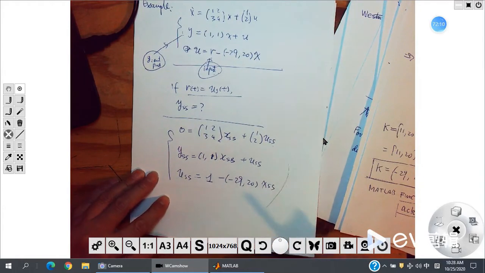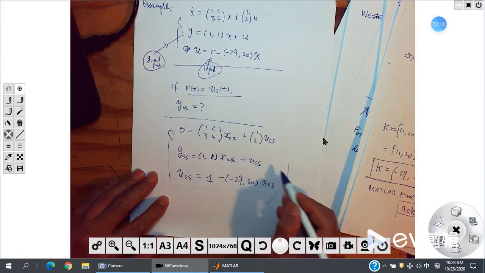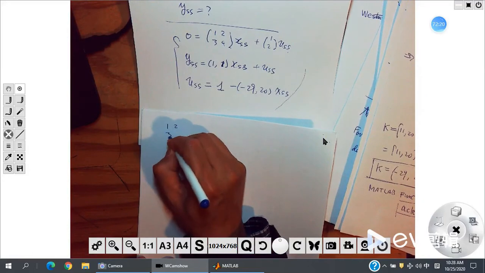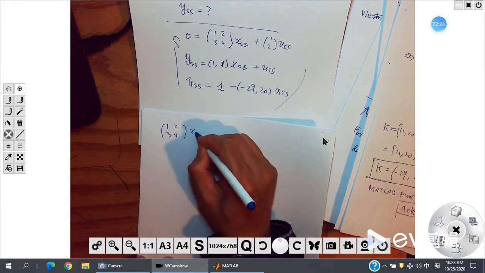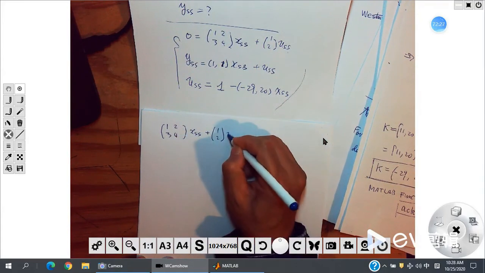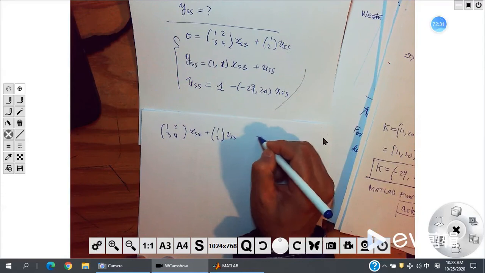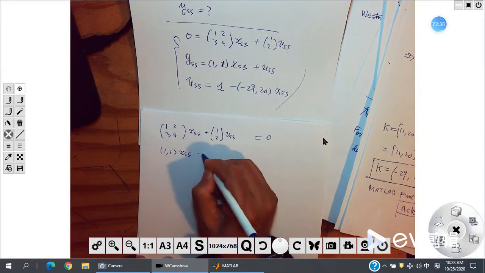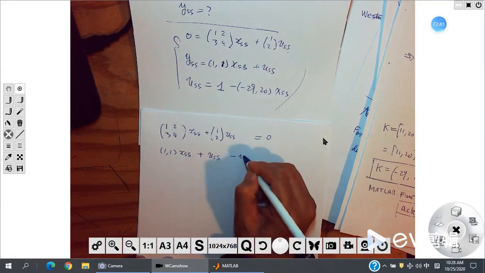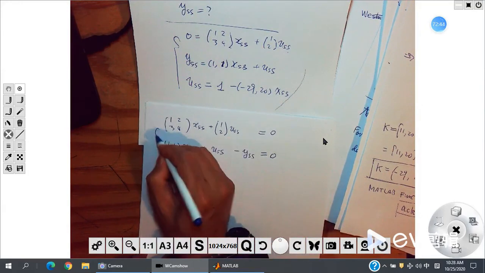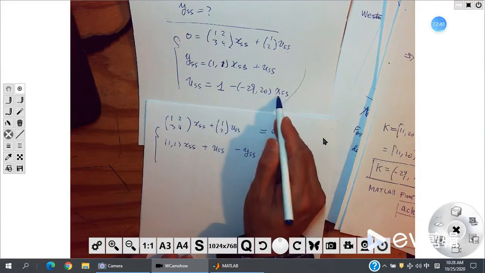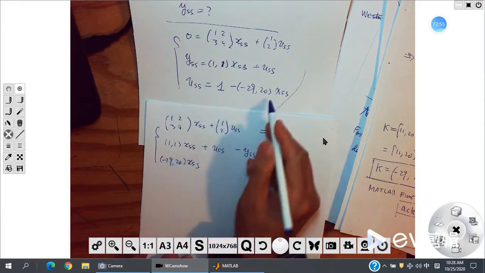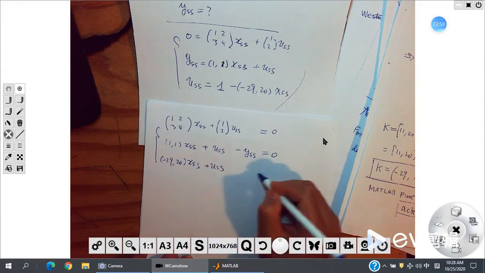Okay, we can write it in standard form. It's [1, 2; 3, 4] x steady state plus [1; 2] u steady state equal to 0, and [1, 1] x steady state plus u steady state minus y steady state equal to 0. And the last one, I still use x steady state in the front, so it's [-29, 20] x steady state plus u steady state equal to 1.